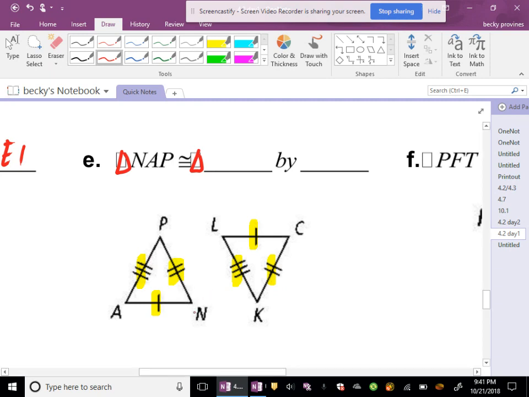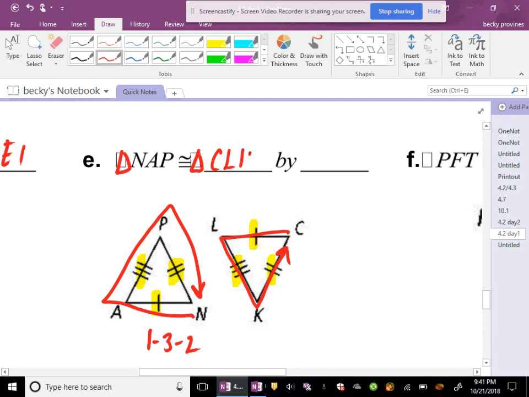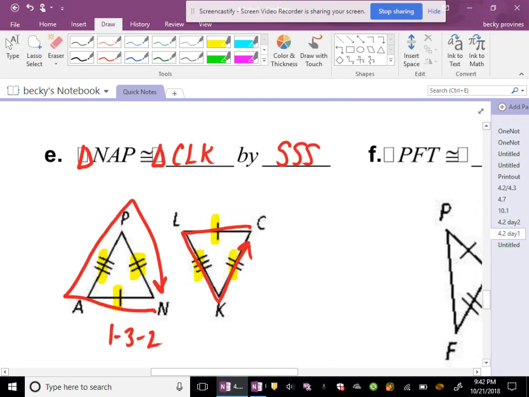Okay, so I'm doing NAP. So again, I'm going down the side with 1 slash, down the side with 3, and then down the side with 2. We need to follow that order. So down the side with 1, with 3, with 2. So my order is CLK. And since we have all the sides in common, this is a side, side, side. And you're finished.